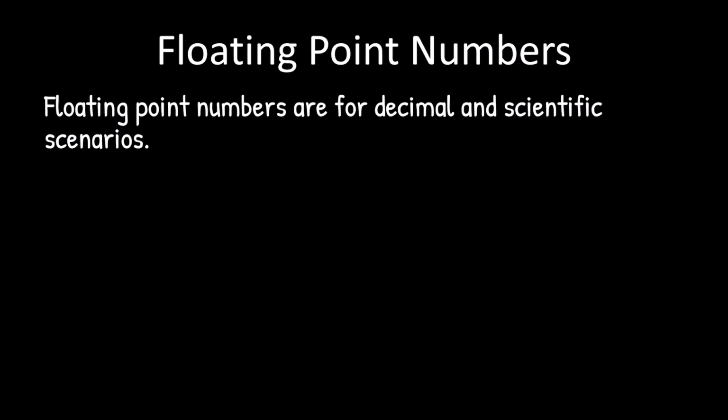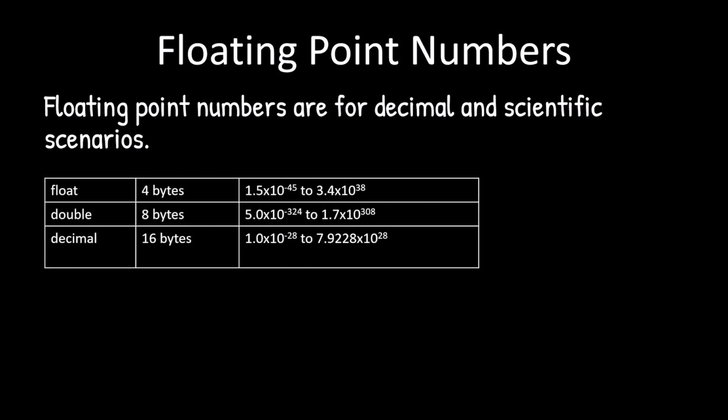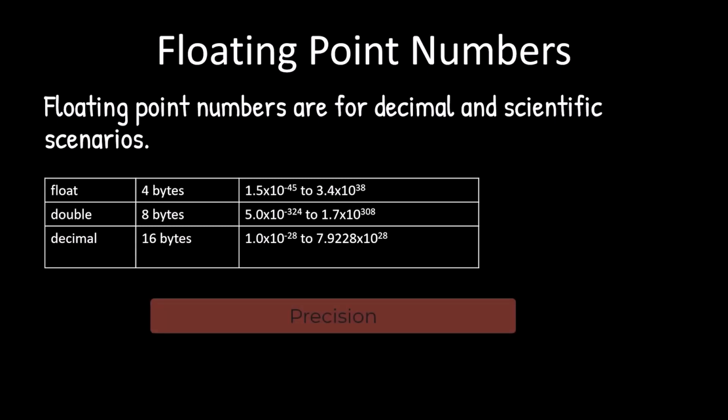Now, when we need decimal and scientific numbers, we can dip into the floating point types, of which there are 3 in the simple types. The float and double store very large numbers, as you can see by the exponential notation. But notice that the decimal type takes up more space in bytes, but represents a much smaller number. This is because of something called precision.